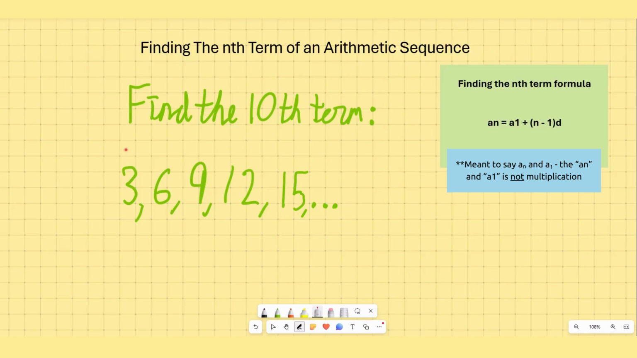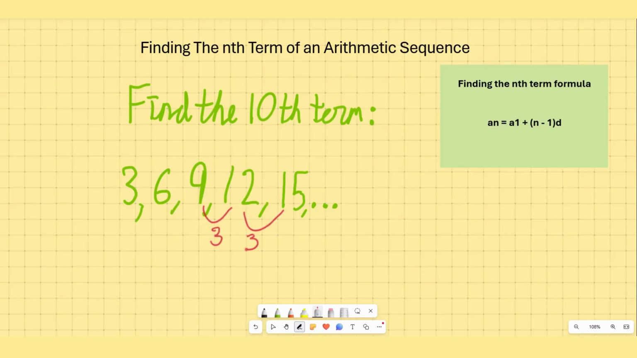Then we move on to n. N is basically the position of the term in the sequence. For example, in this one it'd be the 10th term, so like the 10th number. Then we see d. D is the common difference in the sequence. So basically you would see that the common difference between 3 and 6 would be 3, 6 and 9 would be 3, 9 and 12 would be 3, and 12 and 15 would be 3. So these are the common differences, so the d would be 3.